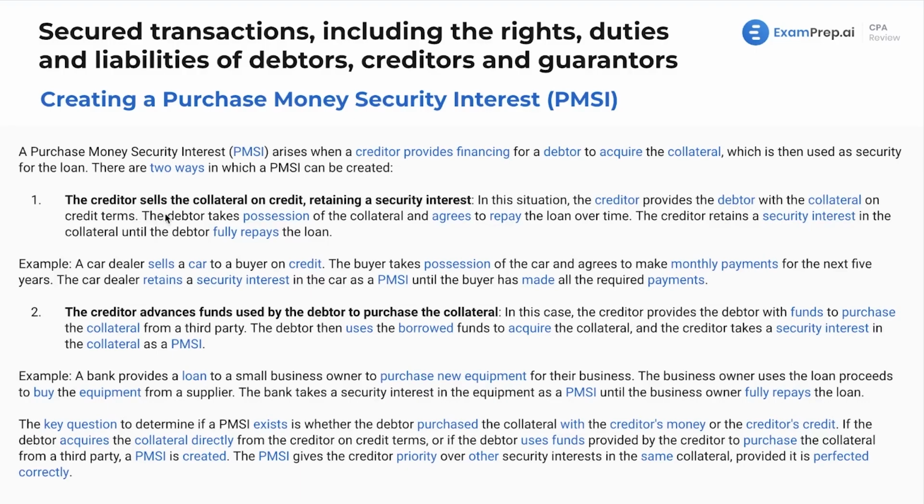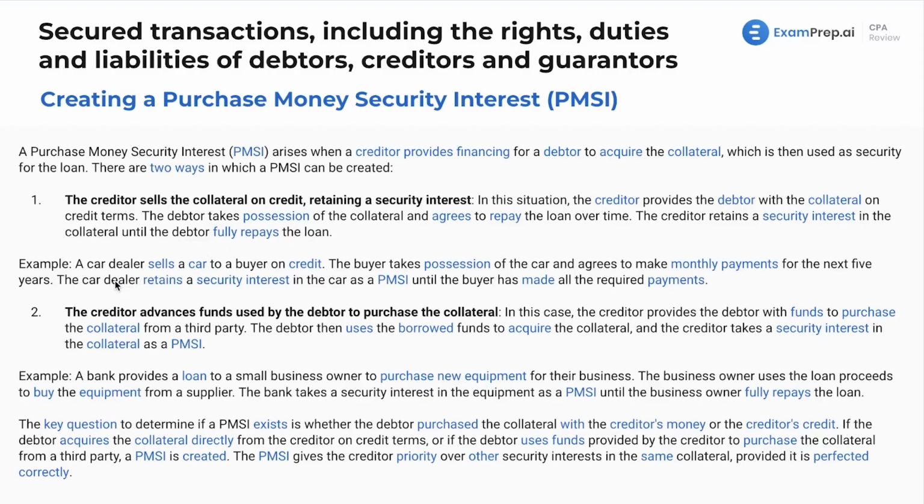First off, the creditor sells the collateral on credit, retaining a security interest. In this situation, the creditor provides the debtor with the collateral on credit terms. The debtor then takes possession of the collateral and agrees to repay the loan over time. And then the creditor retains a security interest in the collateral until the debtor fully repays the loan.